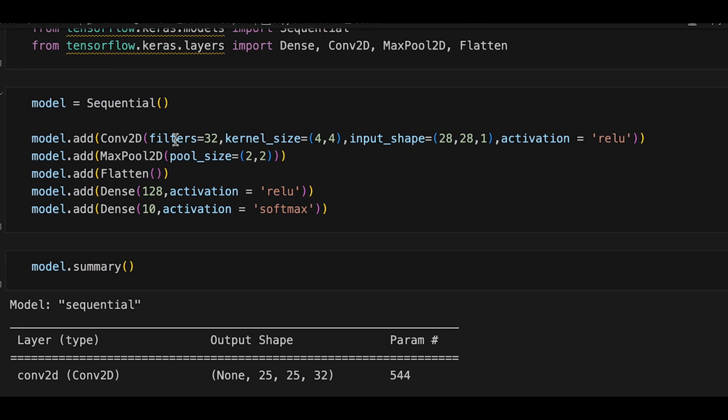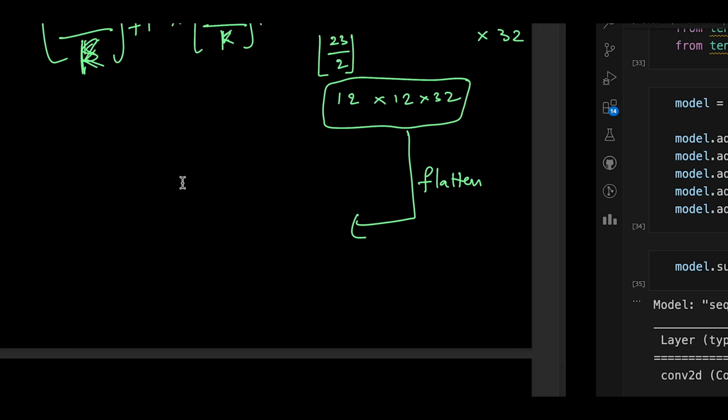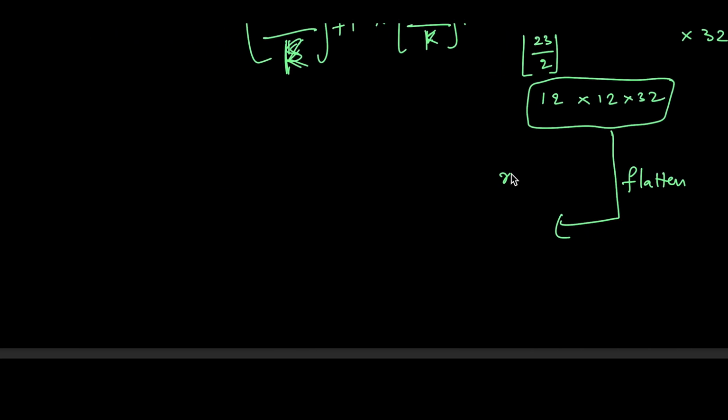Here, if you observe, first we take the convolutional layer, then the pooling layer with a pool size of 2,2, and then we directly apply flatten. On applying flatten, how many inputs will we have? We'll have 12 cross 12 cross 32 inputs, and these are the inputs to the ANN.